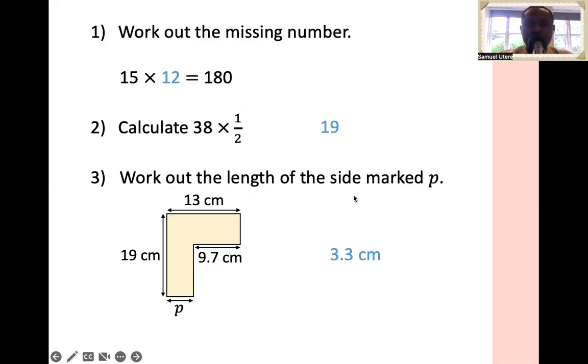Here you're asked to work out the length of the side marked P. Notice that the full length is 13. So if from this point to this point is 9.7, to get P, we can do 13 minus 9.7, which will give us 3.3.